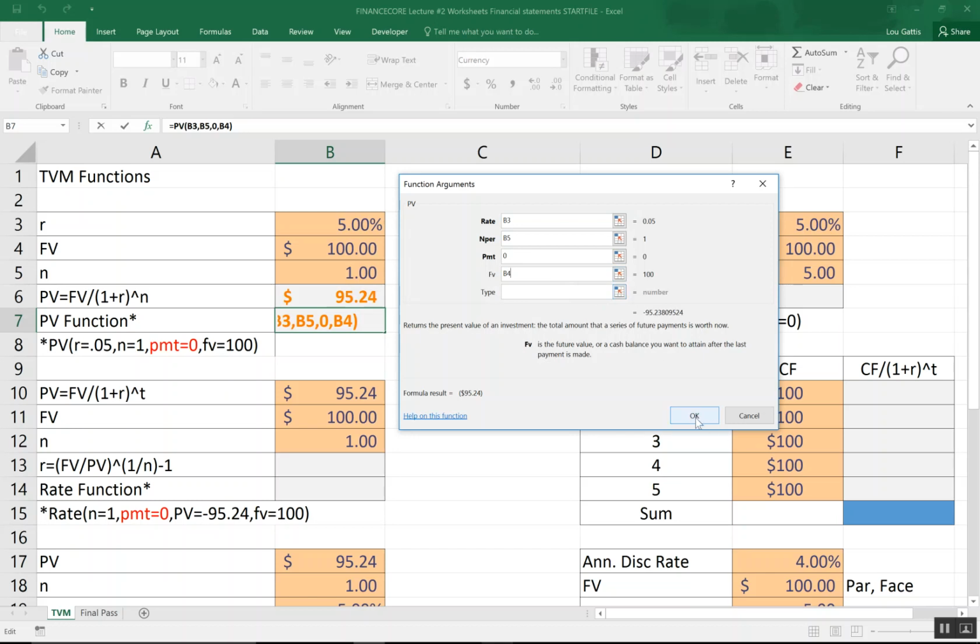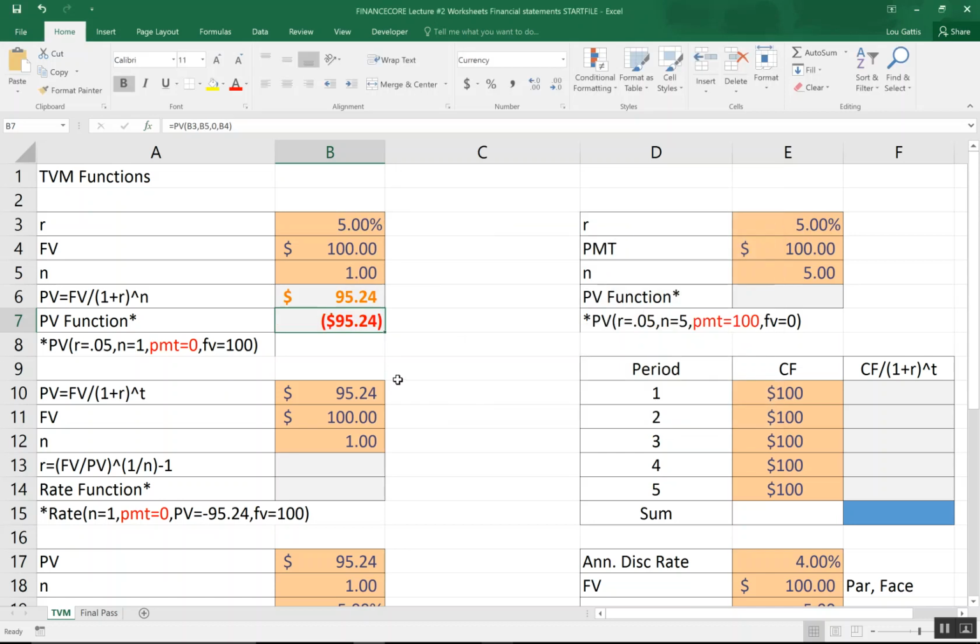So also notice that if you put in a future value of 100, the answer turns out to be a negative value. That's because what the present value is telling you is I would pay $95 today to receive $100 next year. So Excel is putting a negative sign there. The idea is I'd pay 95 to receive 100.